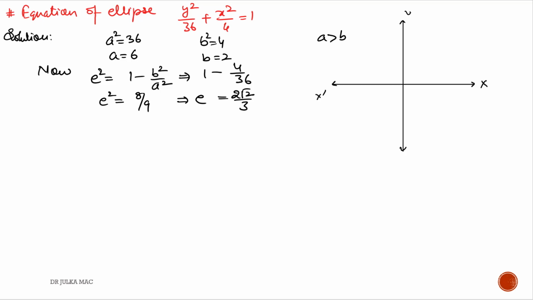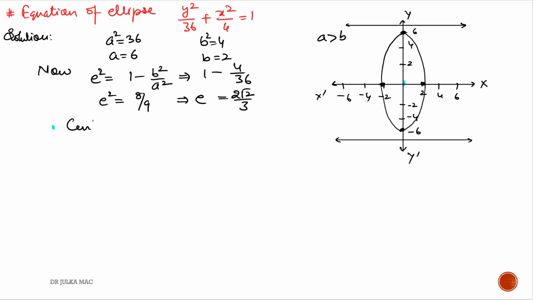If we put x equal to 0, the value of y is plus minus 6. If we put y equal to 0, the value of x is plus minus 2. So we have 4 points, plus minus 2 comma 0 and 0 comma plus minus 6. By joining these 4 points, we'll get the ellipse.